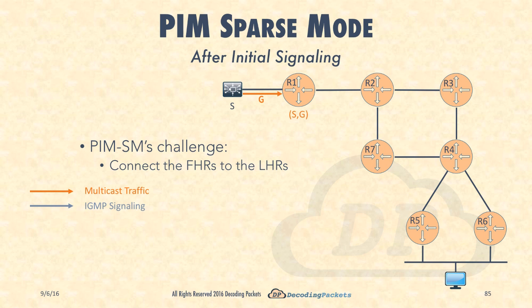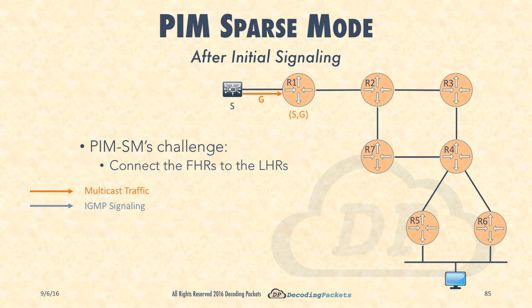Now, once R1 receives this traffic and can process it, it can create that S, G state. Once again, if you haven't done the prerequisites for this lecture, that would be the multicast routing protocols, multicast routing protocol routers, receiver signaling and source signaling. Right now, we're just going to skip all of those steps because they have been covered in another lecture. So R1 has an S, G state.